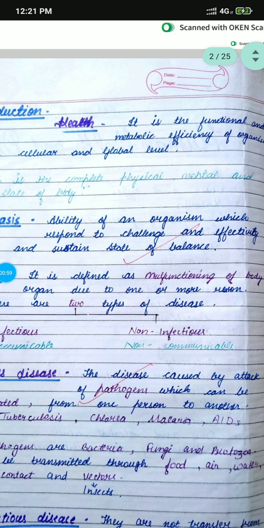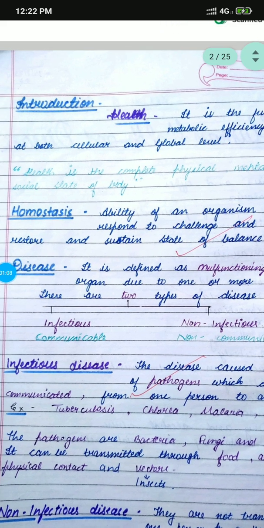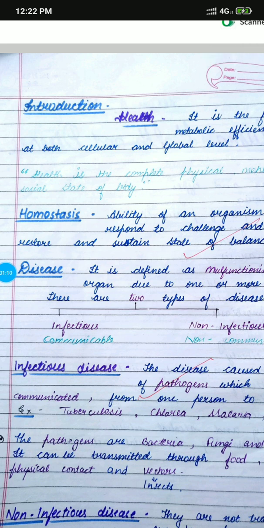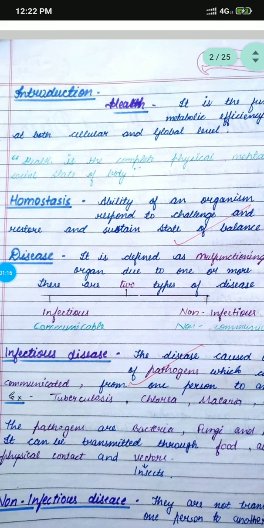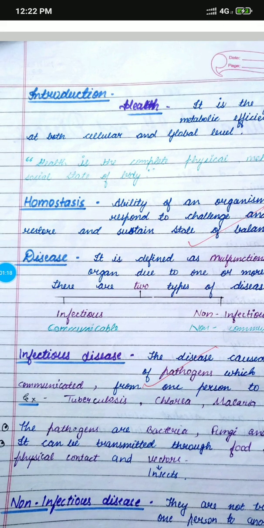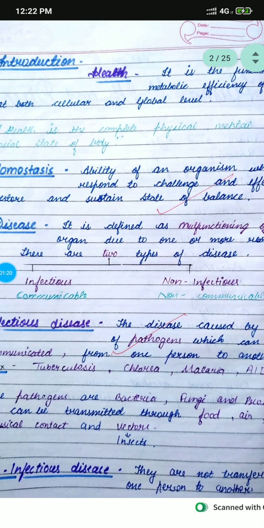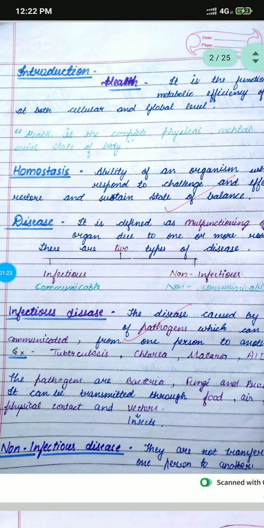Health is actually a functional and metabolic efficiency of an organism, at the cellular and global level. Health is a complete physical, mental, and social state of the body. Now, what about homeostasis? There is a difference between health and homeostasis.